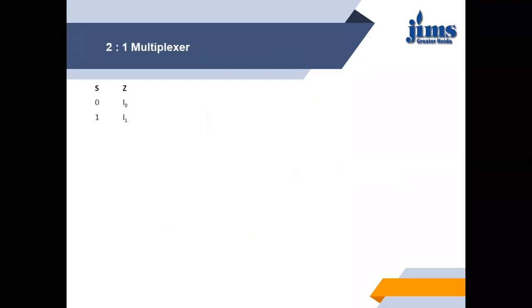The first one is the 2:1 multiplexer. That means we have two input lines and one output, and for two input lines we should have only one select line. The relation is that 2 raised to the power s, where s is the number of select lines, equals the number of inputs. When the inputs are 2, we have a single select line. Whenever s is 0, the output will be I0, the first input. When s equals 1, the output will be connected to the second input I1.